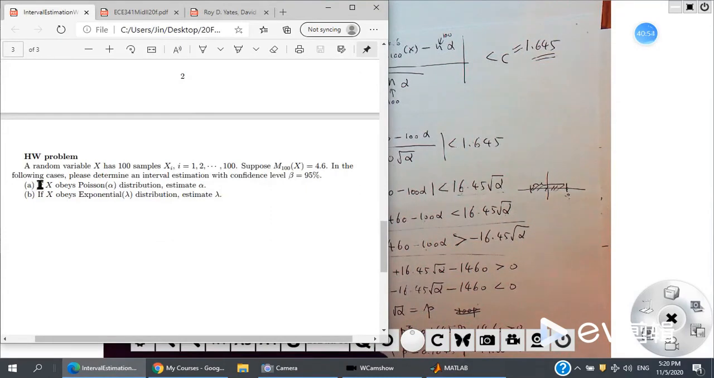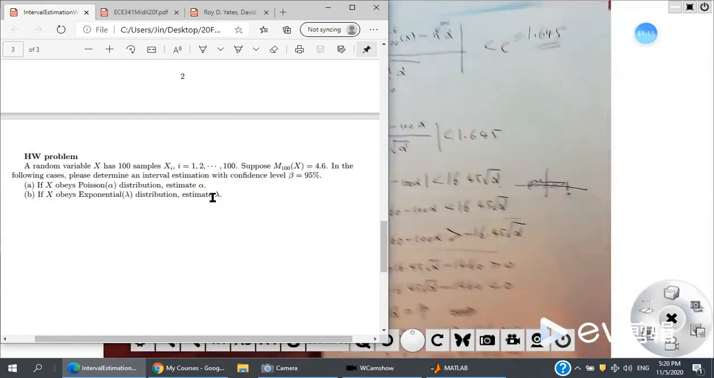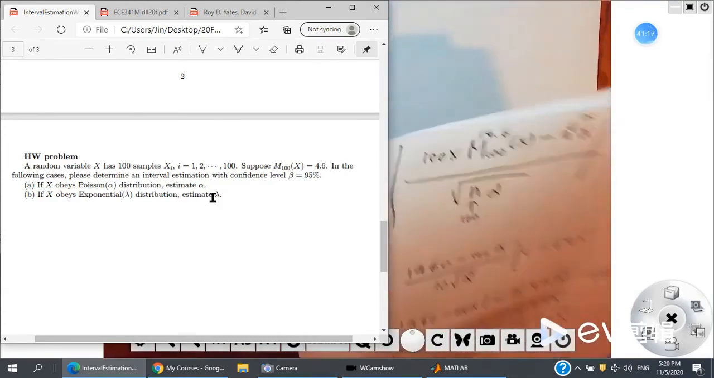We have two cases. If X obeys the Poisson distribution, how to estimate alpha. We just finished that. And the second one, if X obeys exponential, then how to estimate this lambda. We want to find the interval estimation. We do the same thing. We can do the same thing. Okay, let me work on that.